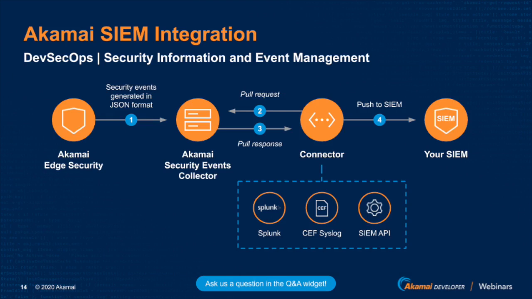So let's do a quick recap. A SIEM tool can be extremely useful in every company's cybersecurity arsenal. If you are utilizing Akamai security solutions, you can inject that Akamai data in readable JSON format into your SIEM tool with the SIEM integration. It consists of a SIEM collector, which stores your security events for 12 hours, and a SIEM connector, which can be either the Splunk connector, the CEF syslog connector, or using the SIEM API. And you can use this to retrieve and inject them right into your SIEM.